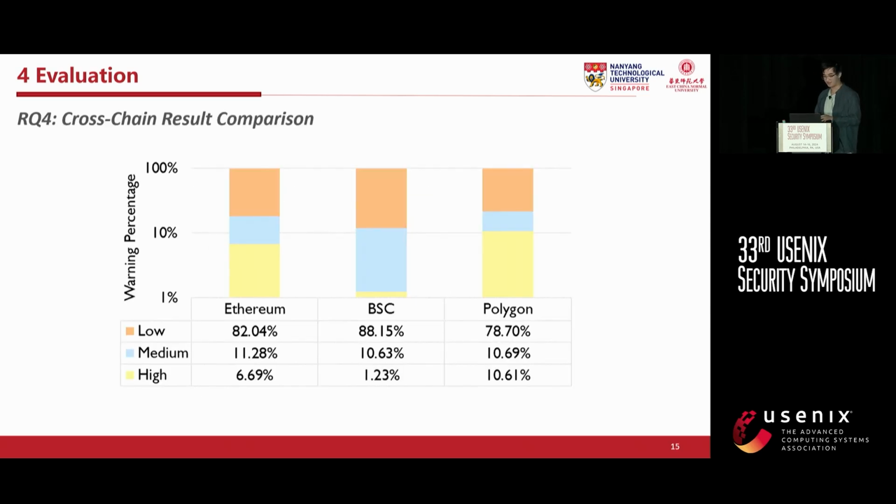And besides, we also do a cross-chain comparison. We have run our tools on a very large data set across 3 chains. Maybe the BSC chain is a bit newer. There are fewer high-risk contracts, and in Polygon, the high risk is significantly higher than the others.